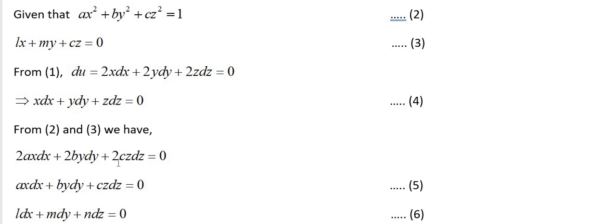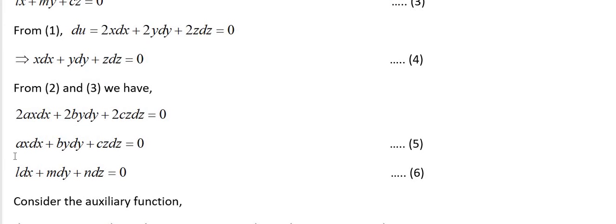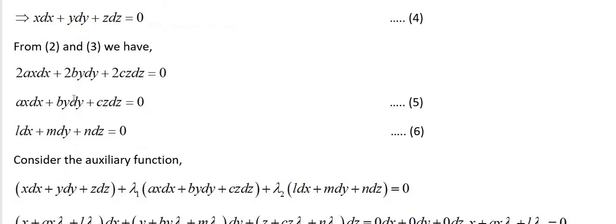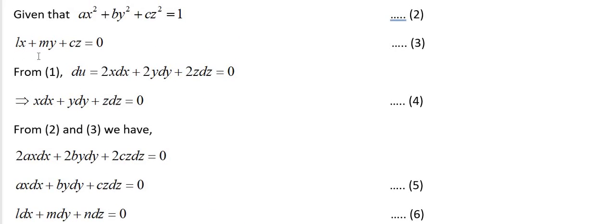Here also 2 is common. Cancel that 2. Next I get ax dx plus by dy plus cz dz equal to 0. Take this as equation 5. Again, equation 3 is Lx plus My plus Nz equal to 0. Then on differentiation, I get L dx plus M dy plus N dz equal to 0. So up to this step, what we did means we differentiated the given equations. After differentiation, I get 4, 5, 6.